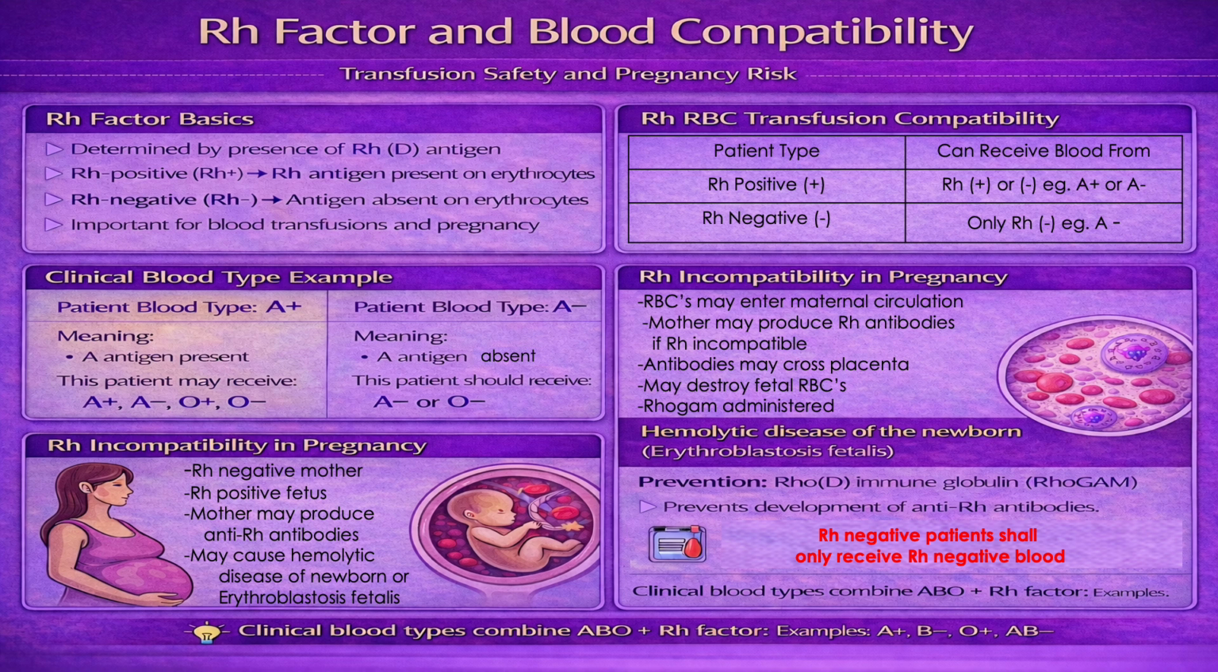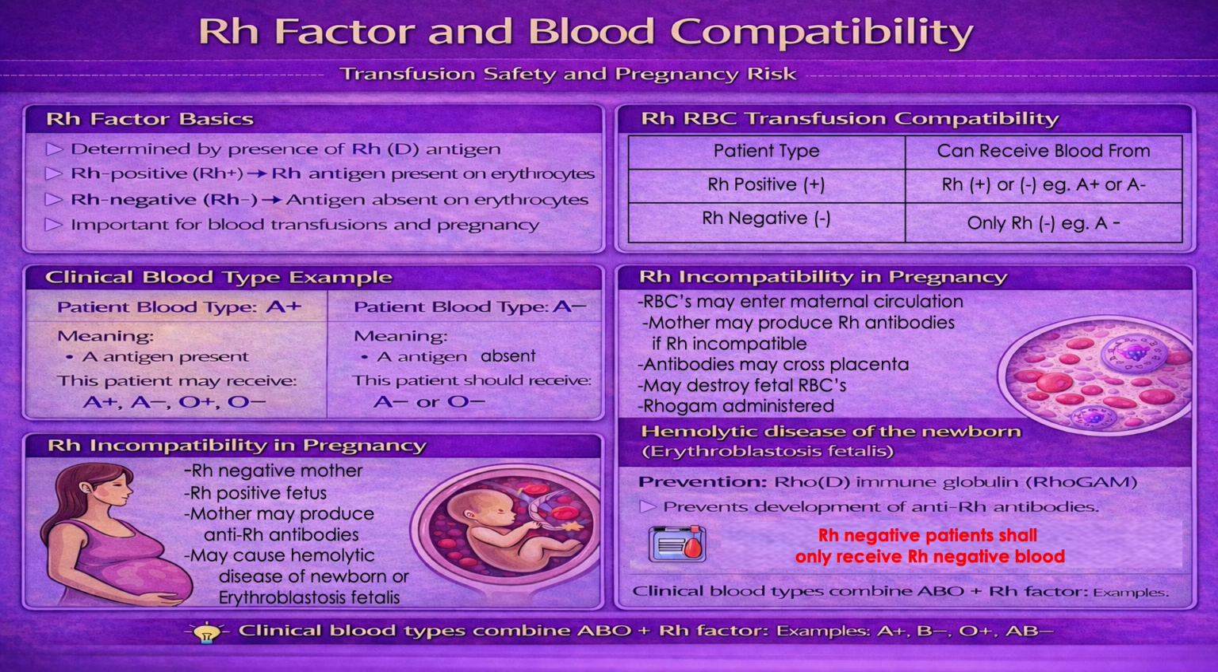By contrast, a patient with A negative blood does not possess the Rh antigen. This patient should ideally receive A negative or O negative blood type only, because exposure to Rh positive blood could stimulate the immune system to produce anti-Rh antibodies. The Rh factor is also critically important during pregnancy.